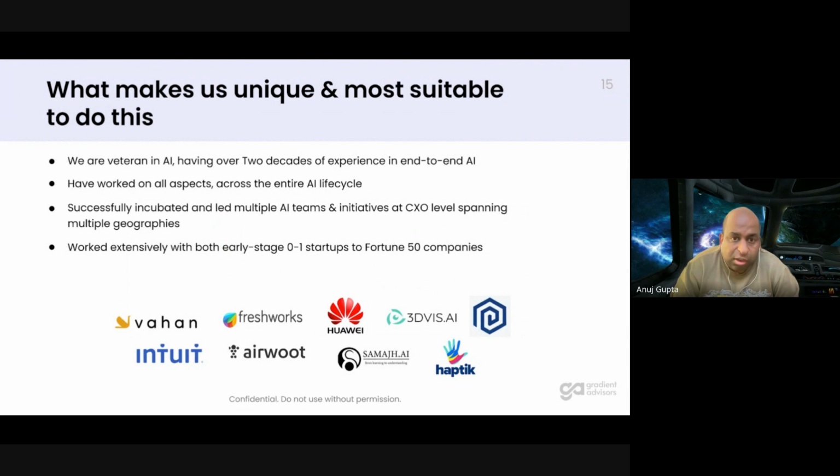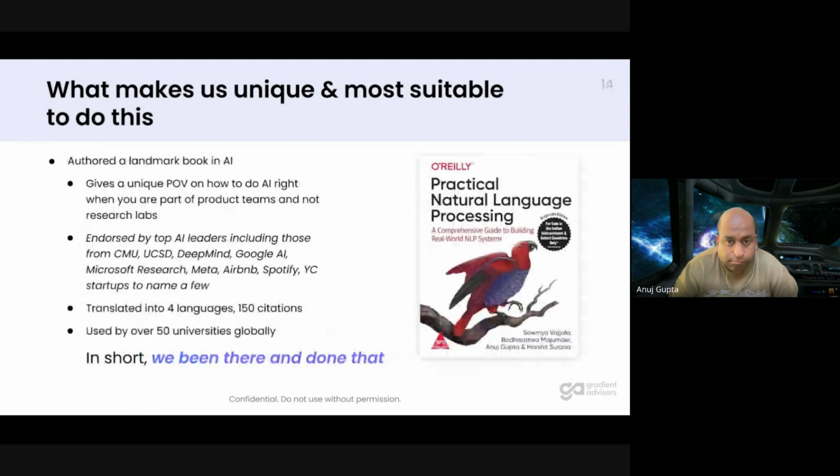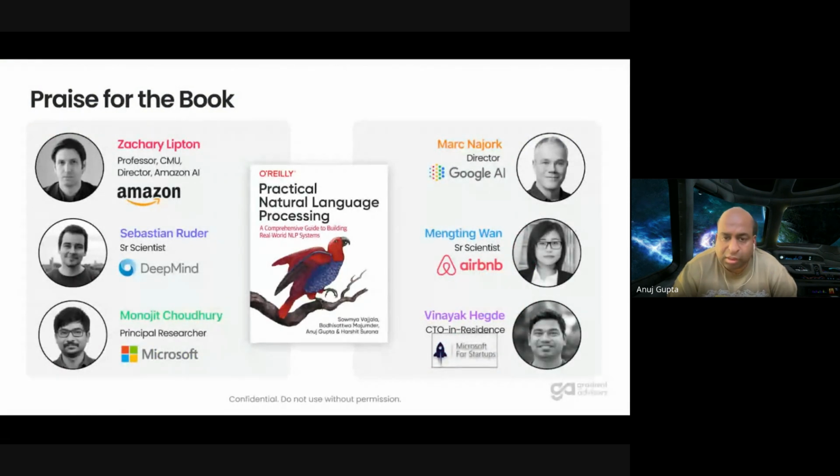What makes us unique and more suitable? We are a veteran in AI, having done this for 2 decades. We have worked on all aspects across entire AI lifecycle. We have successfully incubated and led multiple teams at CXO levels. Right? We work extensively with both early stage 0 to 1 startups as well as Fortune 50s. Some of our work has led to acquisitions and IPOs. We have had the privilege of authoring a landmark book in AI. The book is already translated in now 5 languages, has over 150 citations, endorsed by top leaders coming from Carnegie Mellon, UCSG, DeepMind, many more. So in short, we have been there and done that.